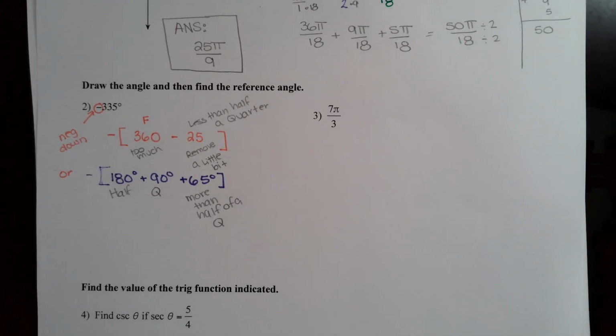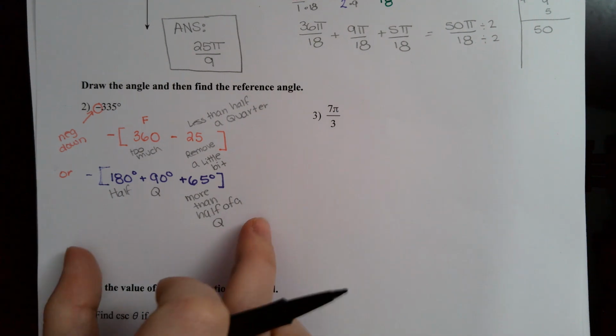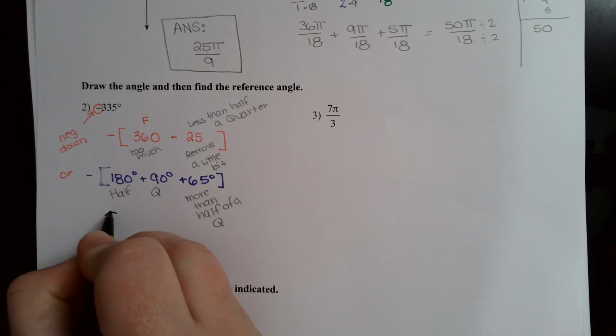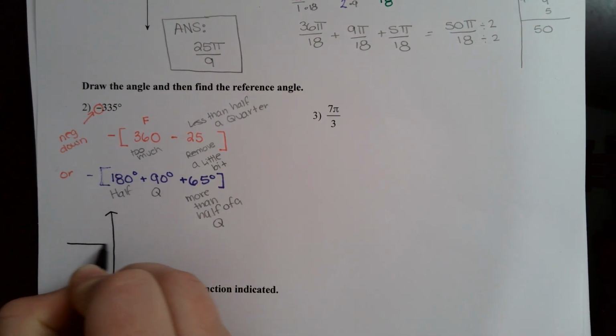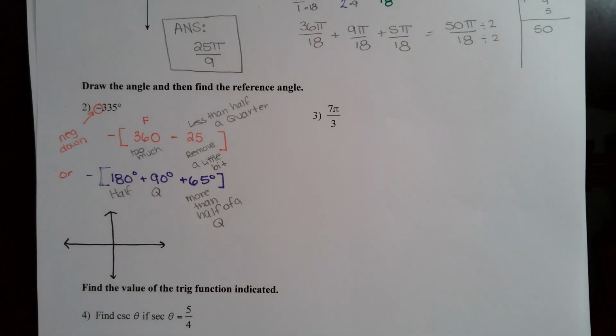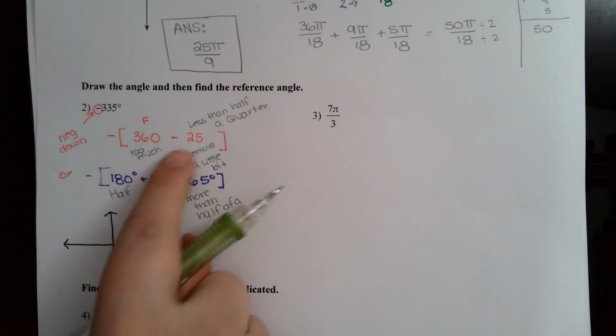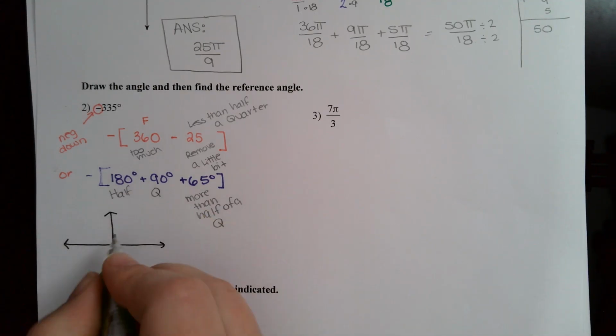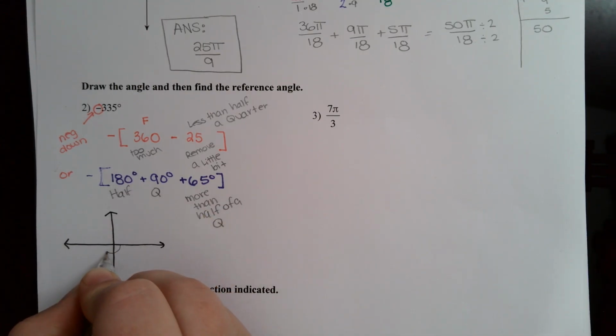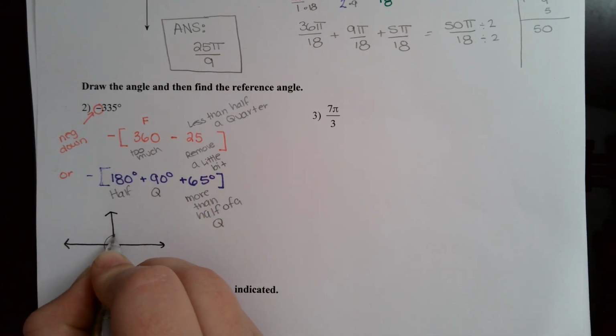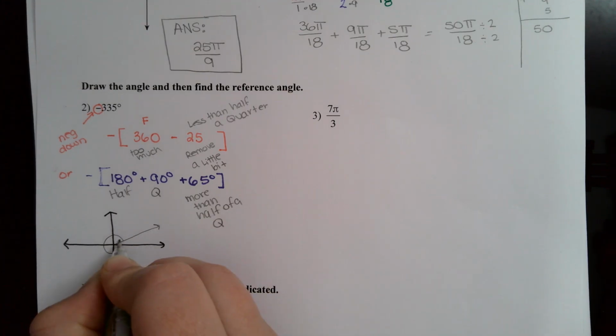Now, the objective is also to find the reference angle, so I kind of have to make this work here. It's going to be a little on the smaller side. Are we going up or down? We're going down. And again, you have two choices. If I'm looking at the purple, I'm going down half, 90, and more than half of a quarter. So I'm about here.